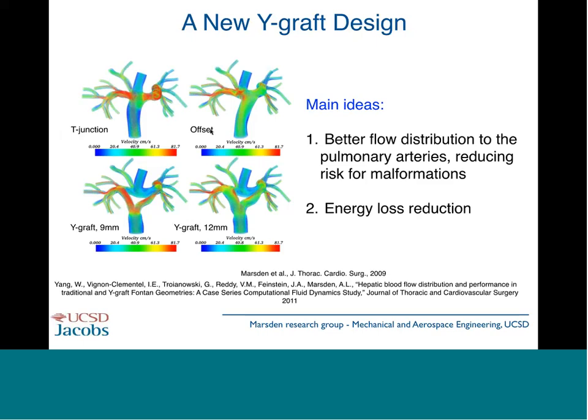Now, the potential disadvantage of the offset design is that it may tend to skew this hepatic flow distribution to one lung. So while it is successful in reducing energy loss, it may have the detrimental effect of skewing the flow distribution. So as a way of getting the best of both worlds, meaning avoiding the collision of blood flow that increases energy loss, but also distributing the hepatic flow evenly to both sides, we proposed doing what we called a Y-graft surgery.